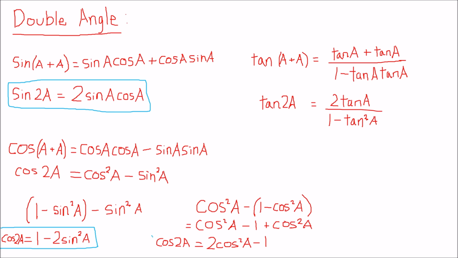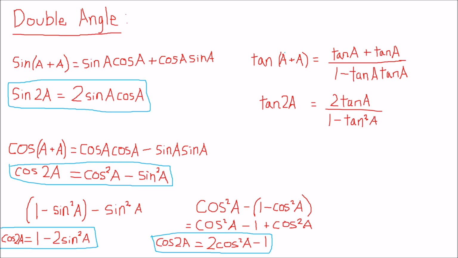So these three over here: cos 2A is cos squared A minus sine squared A, cos 2A is 1 minus 2 sine squared A, and cos 2A is 2 cos squared A minus 1. So cos has three different identities that you need to remember. Tan only has one, so it's alright.